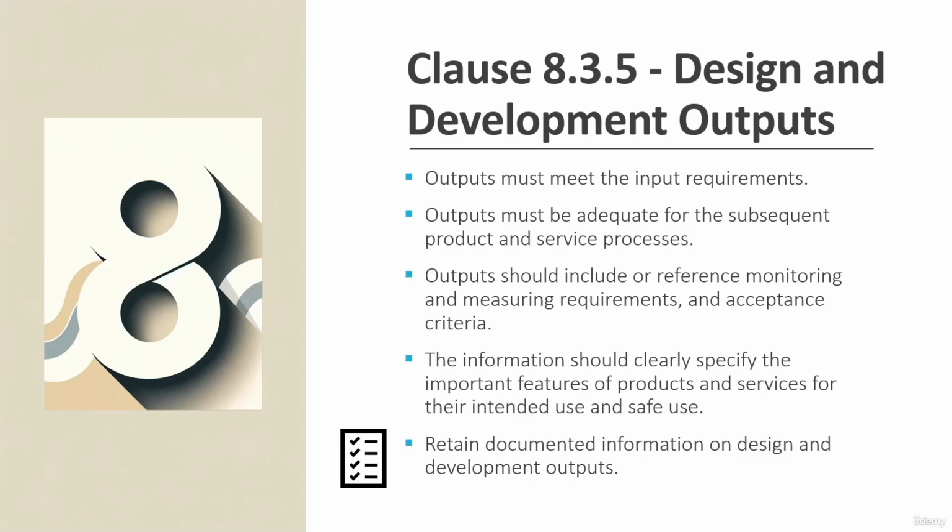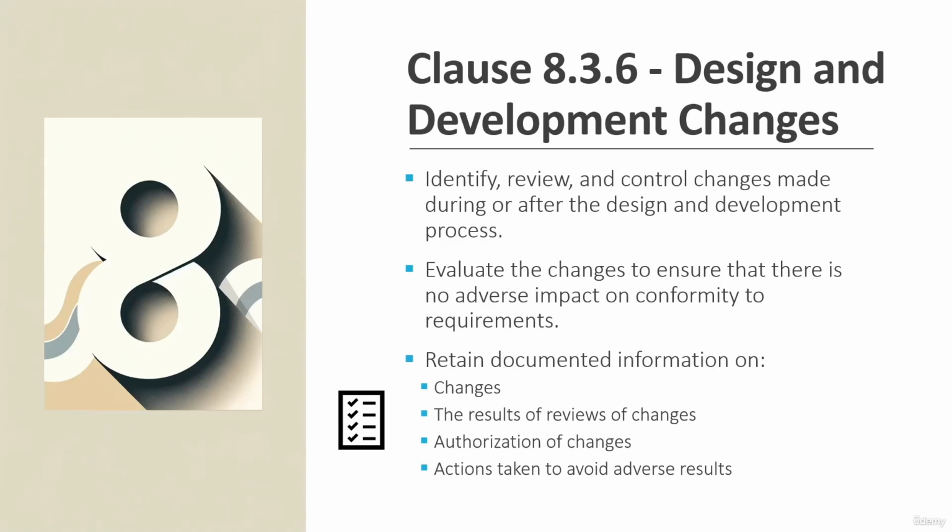And output should include or reference the monitoring and measuring requirements and acceptance criteria. So what will be measured, what will be the acceptance criteria, what will be the tolerance, what will be the surface finish, all those things should be part of design and development output. And it also should list down all the important features of the product or service for the intended or the safe use, that this is what you need to do to make sure that the product is being used safely. And you need to retain documented information on the output, design and development output. That's 8.3.5. Now coming to the last part of this, which is 8.3.6, design and development changes.